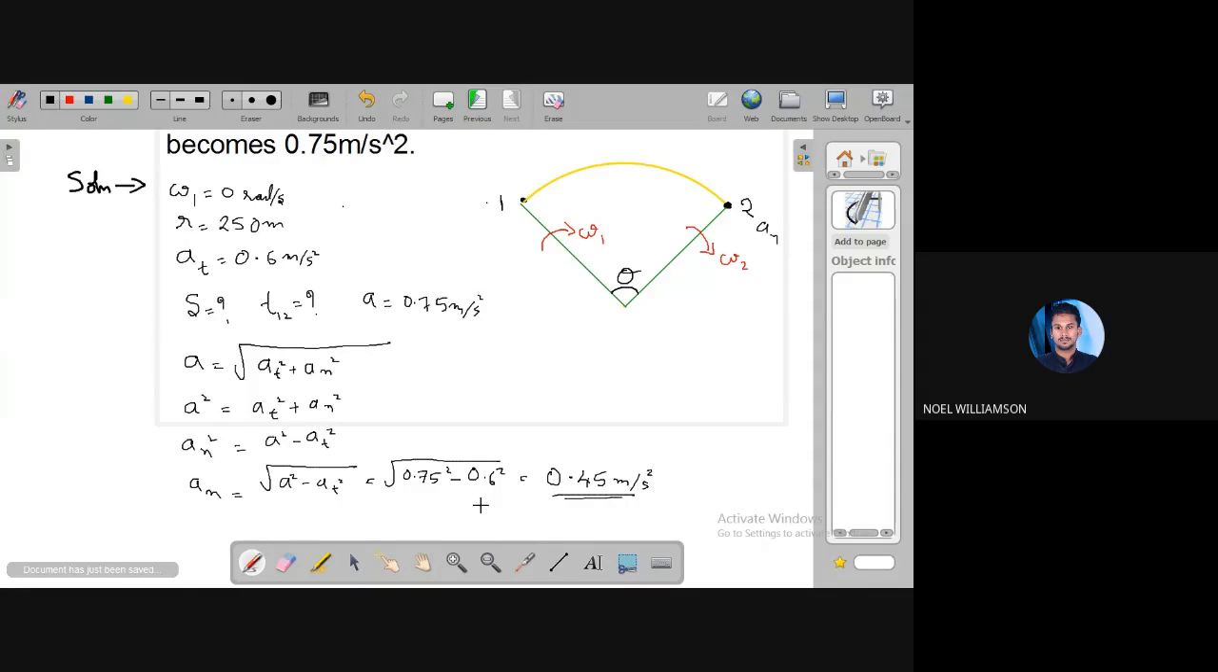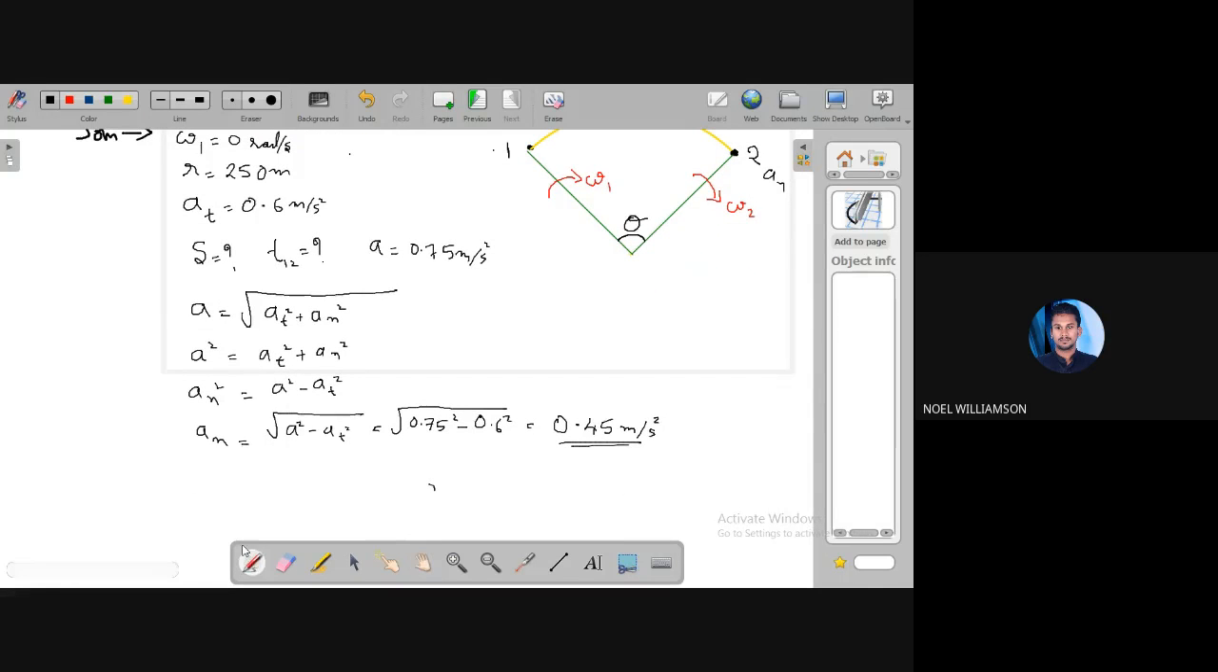Now what is the usual relation for an? an equal to omega square r. So it is omega 2 square into r. From there we can find the value of omega 2. Like an is 0.45, equal to omega 2 square into r, r is 250. So from there omega 2 equal to 0.0424 radians per second. Okay, this is omega 2.